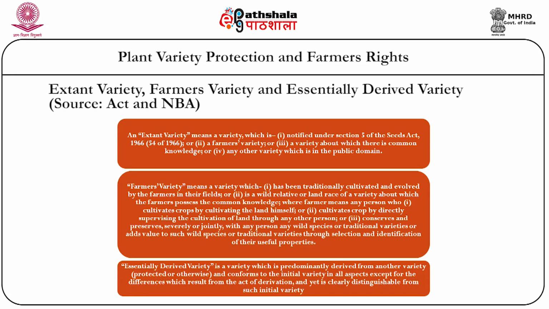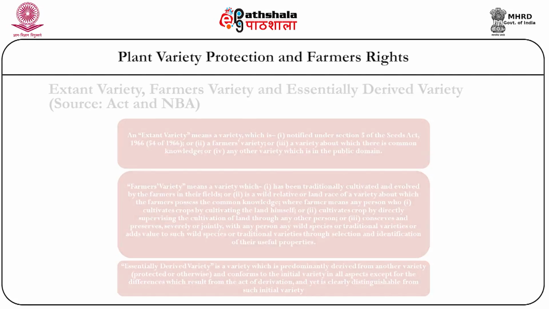useful properties. An essentially derived variety is a variety which is predominantly derived from another variety, protected or otherwise, and conforms to the initial variety in all aspects except for differences which result from the act of derivation, and yet it is clearly distinguishable from the initial variety.